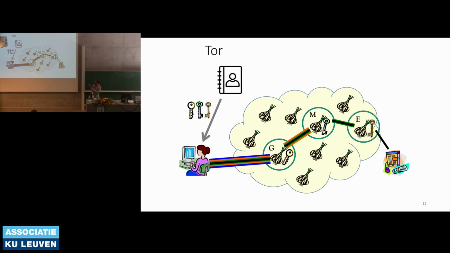And M also does the same. There is an encrypted channel between Alice and the middle node through the gateway, through this external channel. And then the middle node receives the encrypted packet. When the middle node decrypts its layer, it sees that it should forward the packet to the exit node. Similarly, the exit node decrypts and sees that it should forward this packet to the news website.